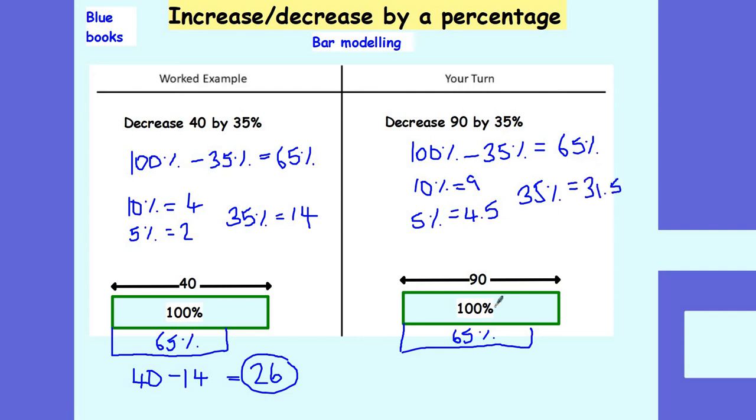This time I'm decreasing that from 90, so I need to do 90, take away 31.5, which gives me what, Lily May? Lovely. 58.5. And that's my final answer.